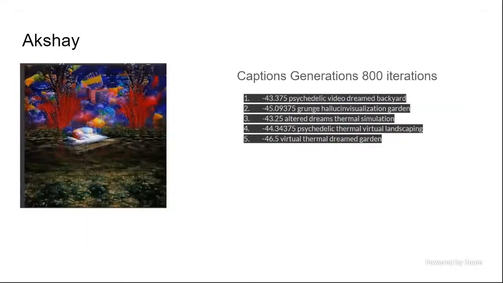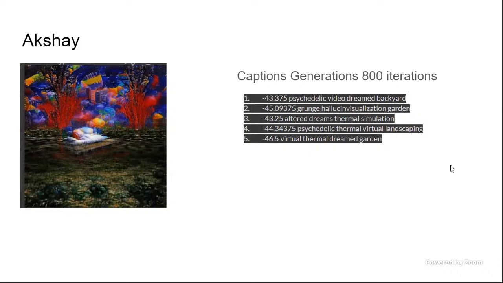So this is something that I'd read about earlier before the workshop, something about Big Sleep and Deep Daze. This is one of the sample pictures that I took from the Deep Daze README. I was really curious to see what the computer would decipher from this. It tells me that it's a psychedelic video dream backyard, and it has a grunge theme, altered dreams, thermal visual, and it caught onto the word psychedelic and thermal. That's really neat.